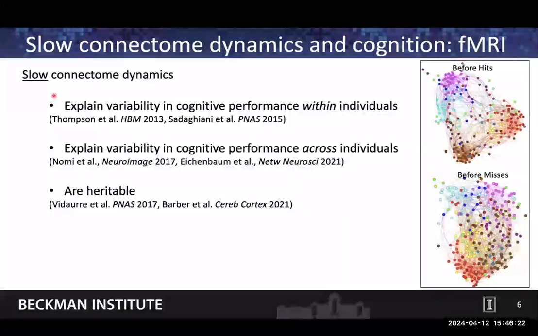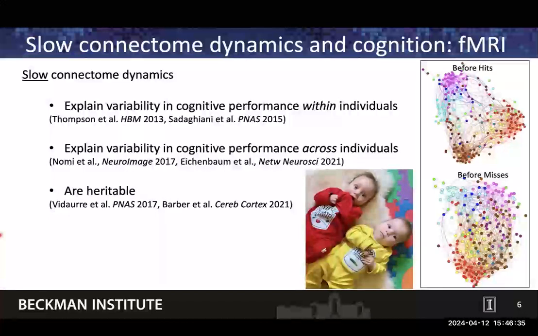It has also been shown that the dynamics, and by dynamics, I mean how that connectivity matrix changes over time, like this, between different states, are heritable. And the way we assess heritability in human studies is looking at twins often.